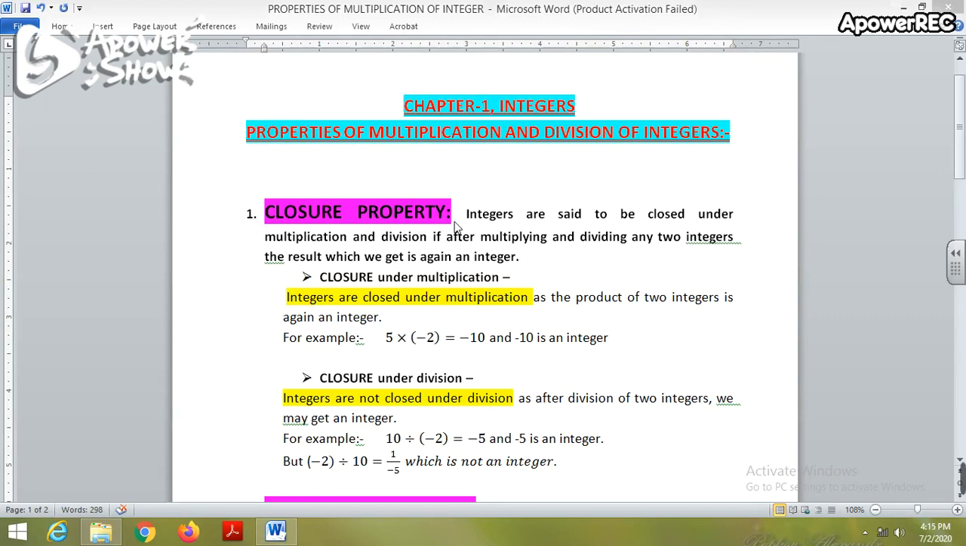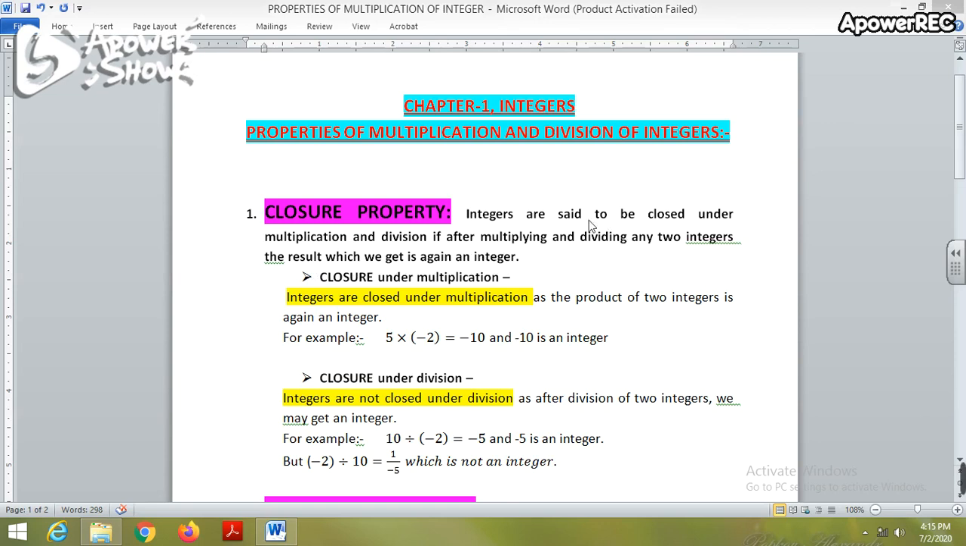Closure property says that integers are said to be closed under multiplication and division if after multiplying and dividing any two integers, the result which we get is again an integer. That means if you multiply any two integers, then after multiplication, if you again get an integer, then we say it is closed under multiplication.